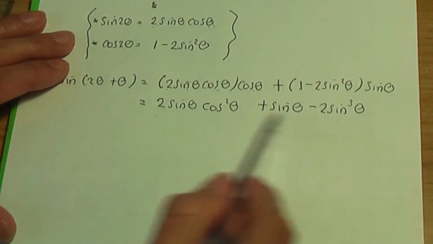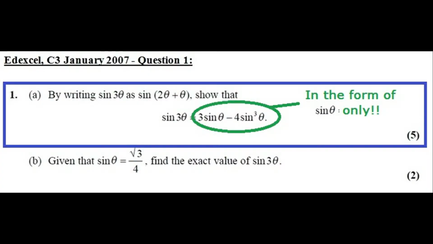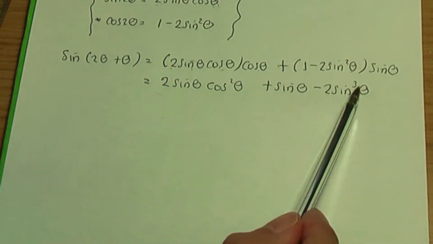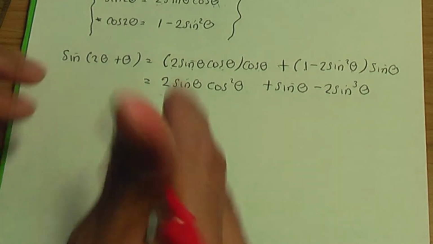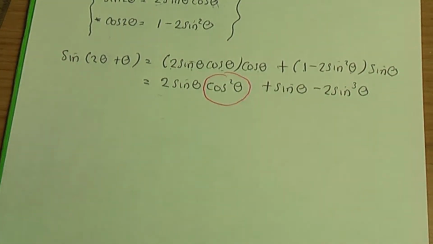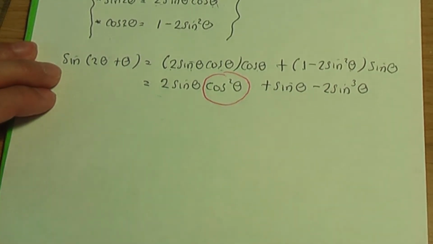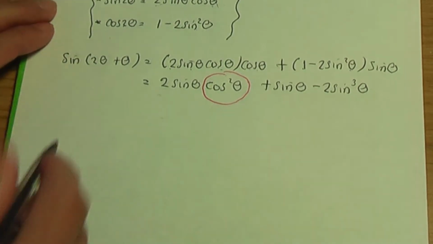So we have this at the moment. Now again, if we go back to the question, the form that we want it in is in terms of sine thetas only. So if we go back to the paper and pen, I'm nearly there, however I have a cos squared theta term, and we can use an identity to rewrite the cos squared theta in terms of a sine theta term.